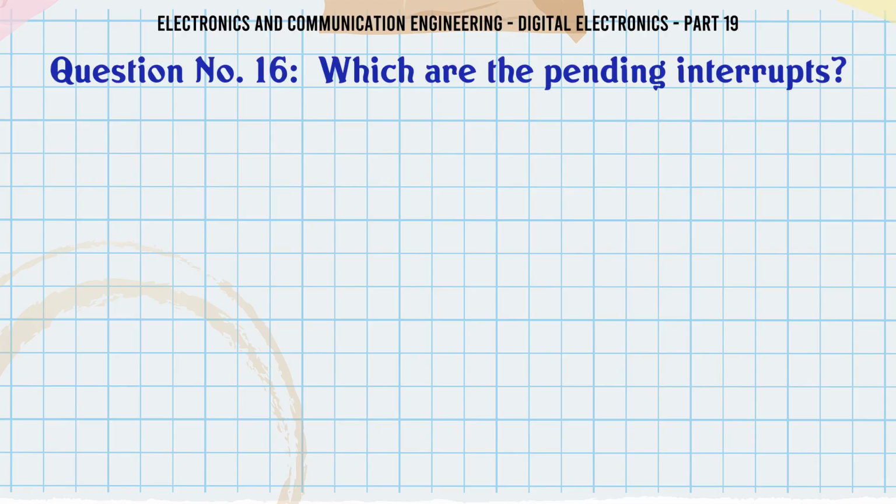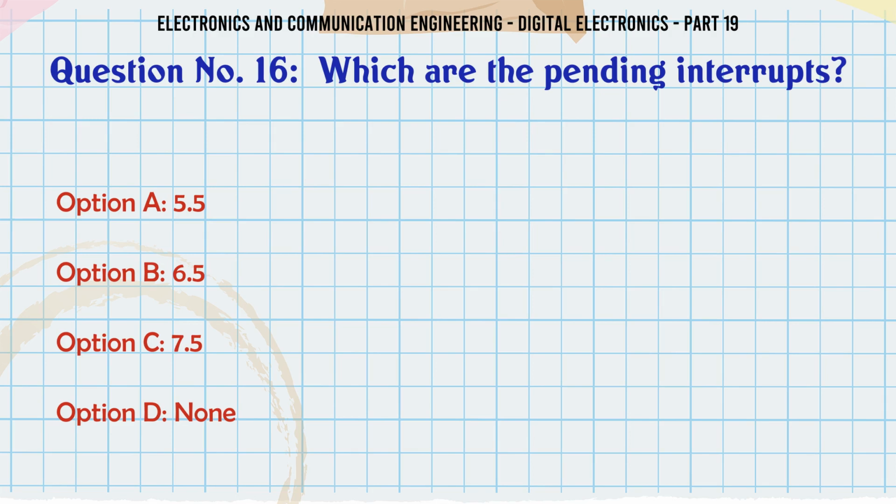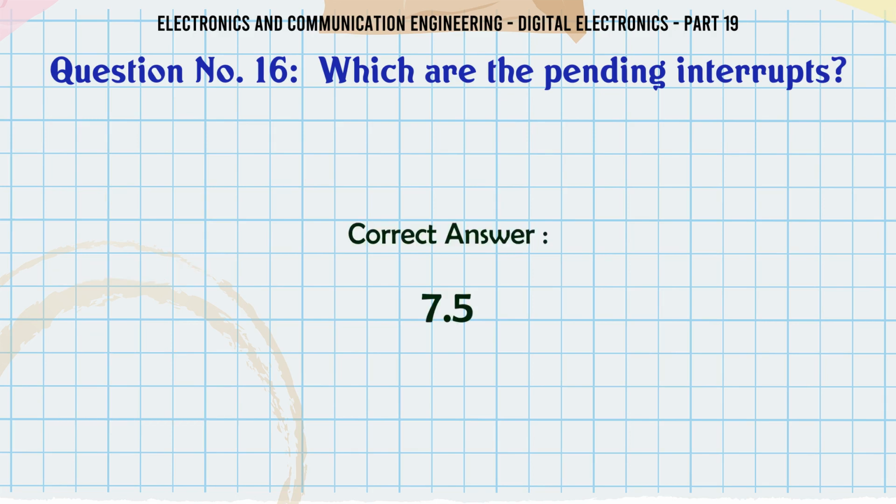Which are the pending interrupts? A. 5.5, B. 6.5, C. 7.5, D. None. The correct answer is 7.5.